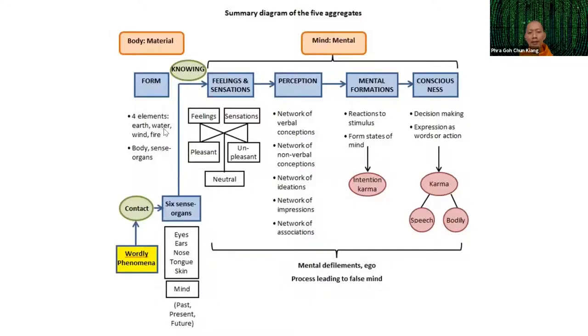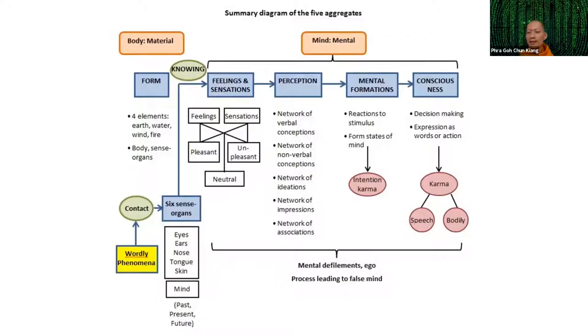So moist and dry sensations. Wind: all the air in our lungs, in the digestive tract, inside the body. And also any kind of movement, fast or slow. They are the wind element, like our breathing. And fire is temperature, hot and cold. So these four elements are not just within the body, but also outside of the body.